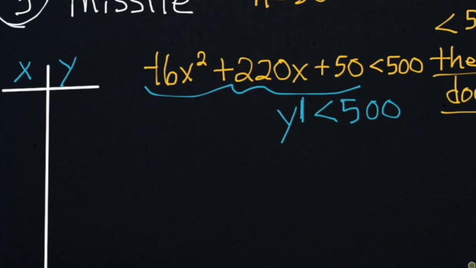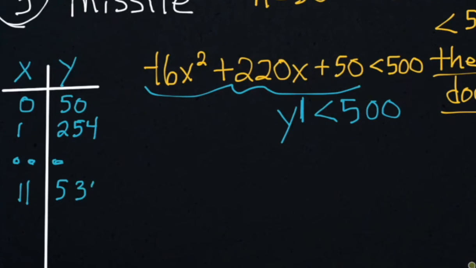Let's write down some numbers from our table. Well, 0 is 50 because that's where it started to launch. At 1 on my side, it's at 254. But I don't care about my side. So I'm going to follow it all the way up, dot, dot, dot. I'm going to start coming down. At 11 seconds, it starts coming down and is at 534. At 12 seconds, it's at 386.